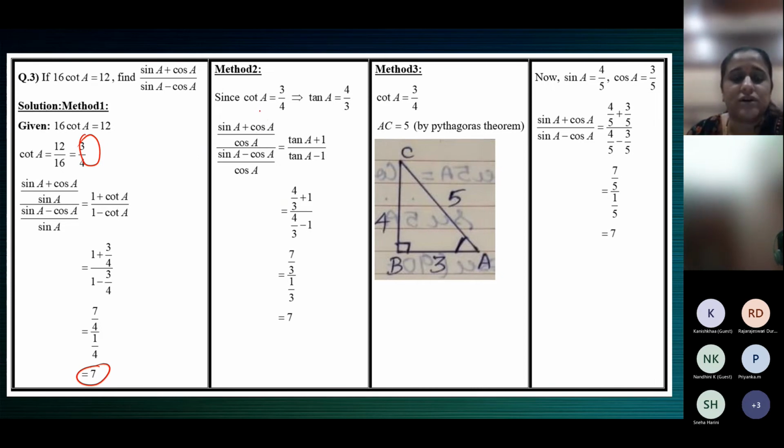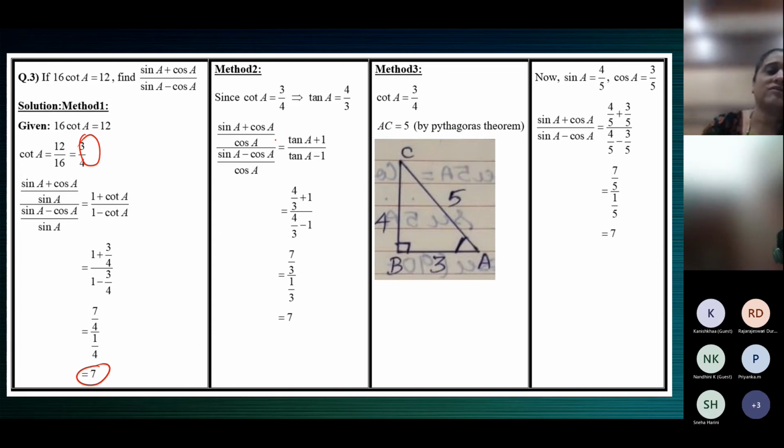Otherwise, since cot A is 3 by 4, you can find tan A. Tan A is 4 by 3. Don't write, children, just listen. You can write in the next class.